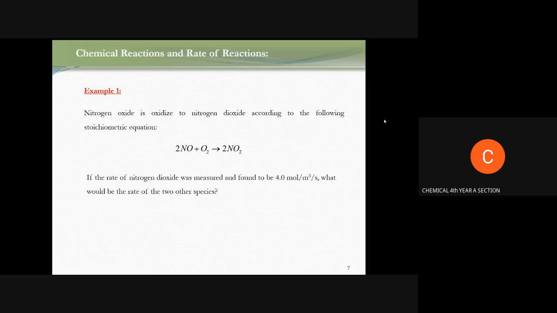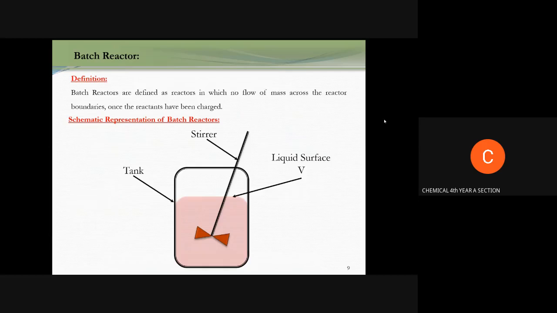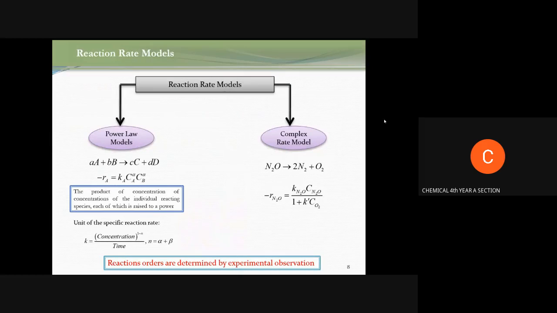So overall the rate value is 4.0. On the feed side there are two elements used, so automatically the 4 is divided by 2, giving 2. So the rate of the two other species is 2.0 moles per meter cube per second. Okay, this is the simple sum. You guys know the basic terms, so we can easily approach it. Now we are going to study the reaction rate models.